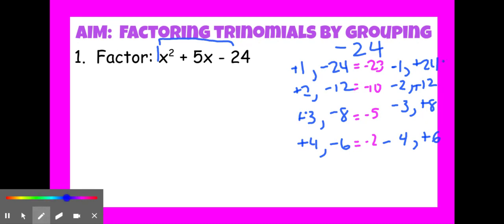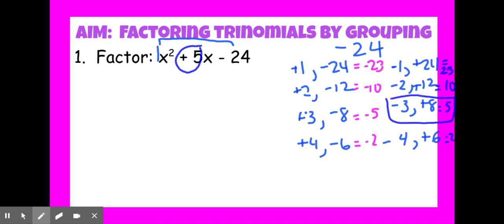Okay, so we have negative 1 plus 24 is 23. Negative 2 plus 12 is 10. Negative 3 plus 8 is 5. And negative 4 plus 6 is 2. So which group there gives me a positive 5? That would be this set of factors. Then your next step is to take the two numbers that we have as factors, added to give us 5, and separate that positive 5 into those two terms.